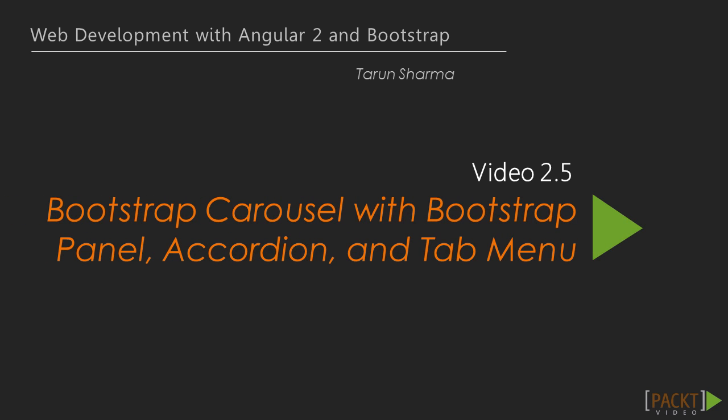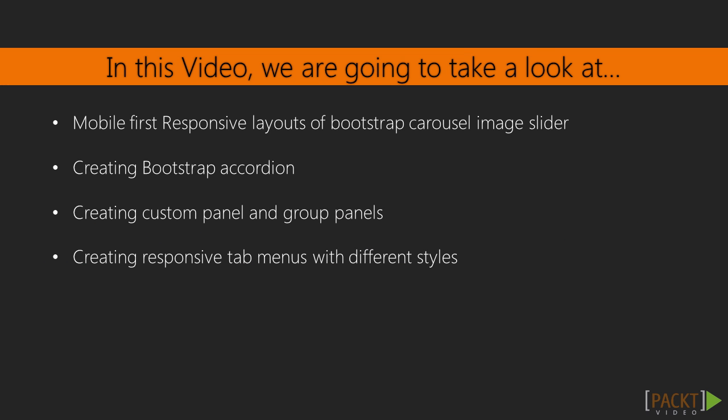In the previous video, we have created Bootstrap UI with forms, tables, and glyph icons. In this video, we are going to cover some cool UI components of Bootstrap such as Carousel, sliders, Accordion, and tabs. We will add these components to our existing application, which we have created in our previous videos.